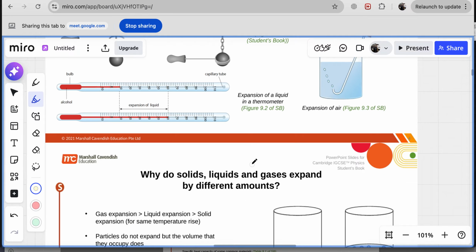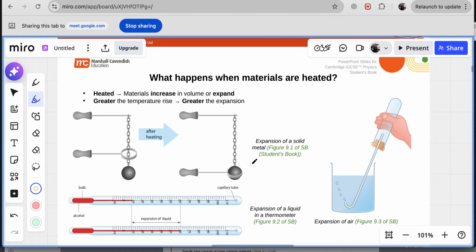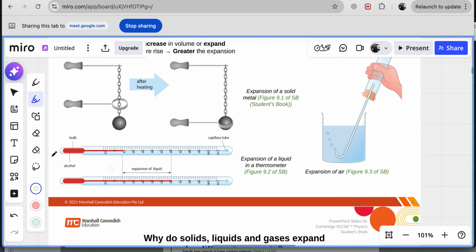Now, that's what happens to solids. But in liquids, the expansion is greater than in solids. Why? Because the particles of a solid are very tightly packed together. So if you heat it, the temperature will cause a little vibration here and there, and the expansion is very minimal compared to liquids. When you heat a liquid, the particles can move about easily, so you can see the expansion.